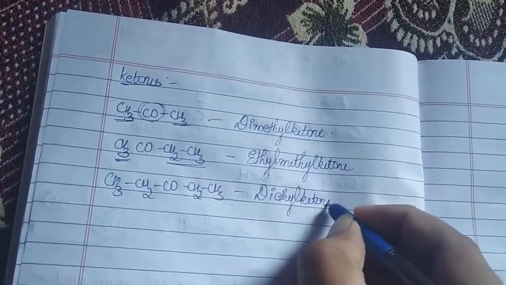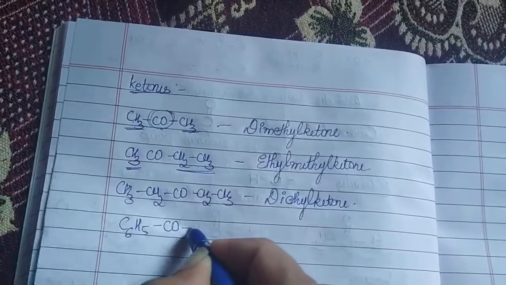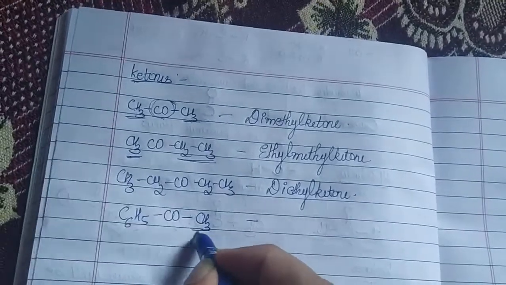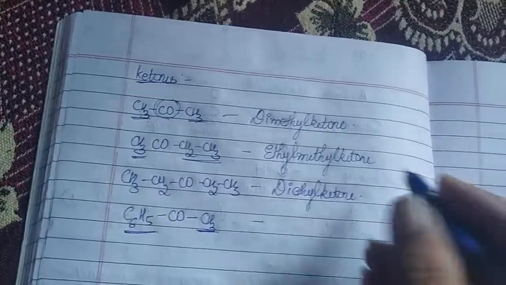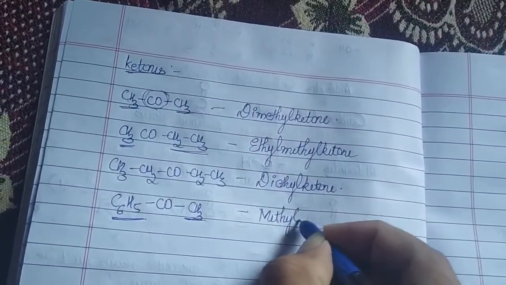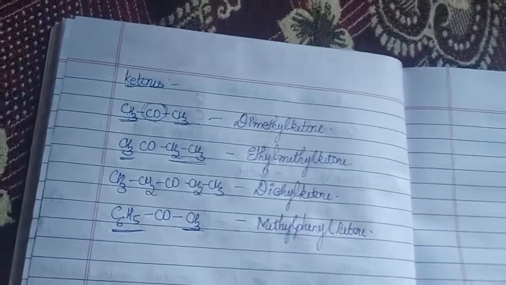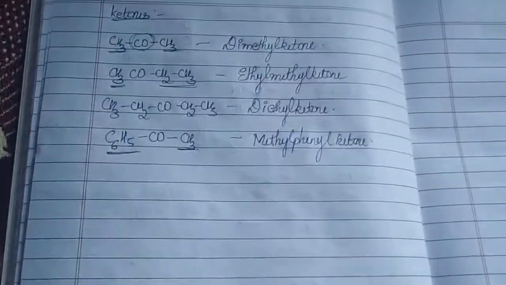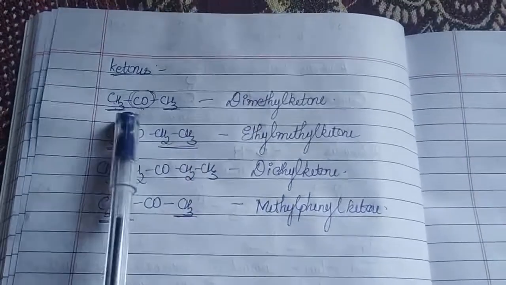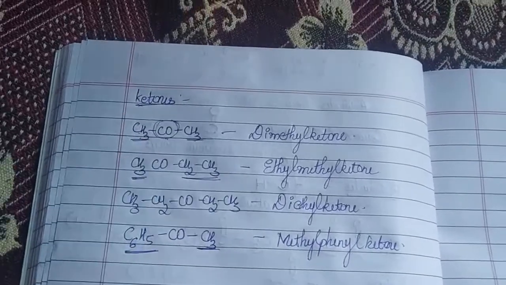Diethyl ketone. But in case I have C6H5COCH3, how will you name this now? Yes, of course, this is your methyl. This is our phenyl. So which will come first? Yes, methyl phenyl ketone. Methyl phenyl ketone. So are you getting my point? When you are writing the common names of the ketones, it mainly depends on what type of alkyl groups are present on either side of our ketonic group.